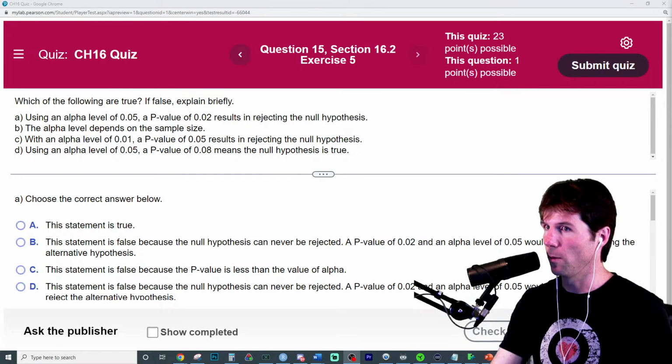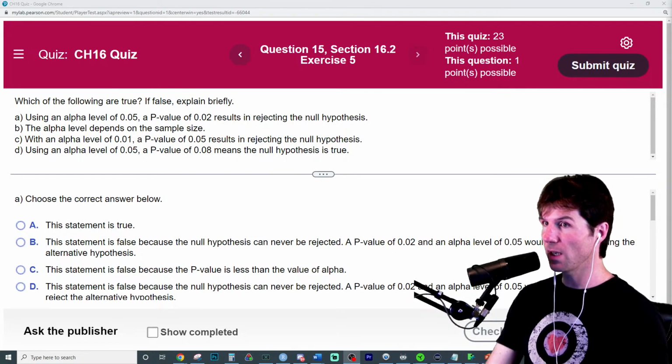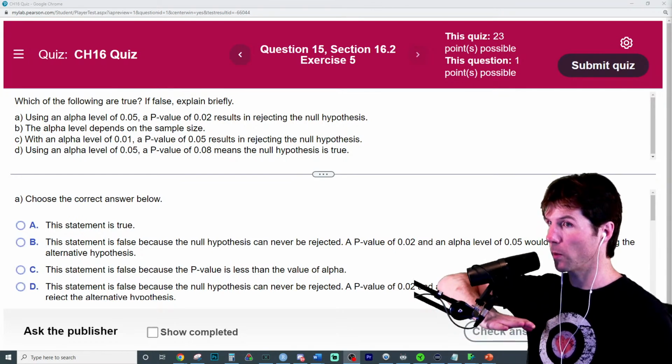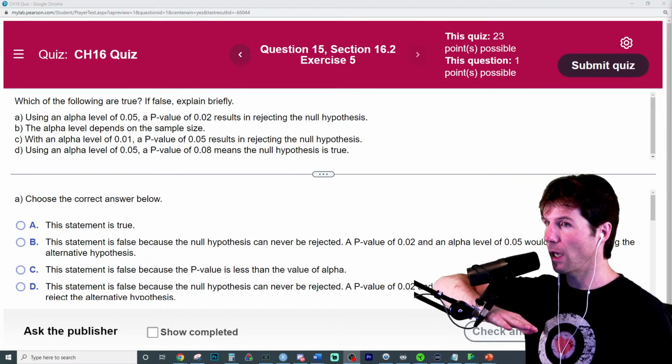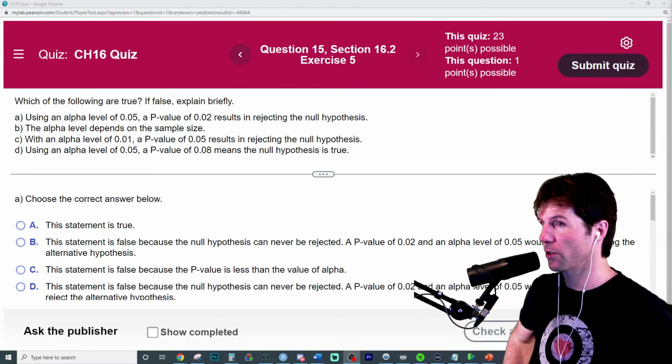Okay, here we go. Using an alpha level. Now, alpha is the bar at which you reject. A p-value of 0.02 results in rejecting the null. Is that true or false, Fran?